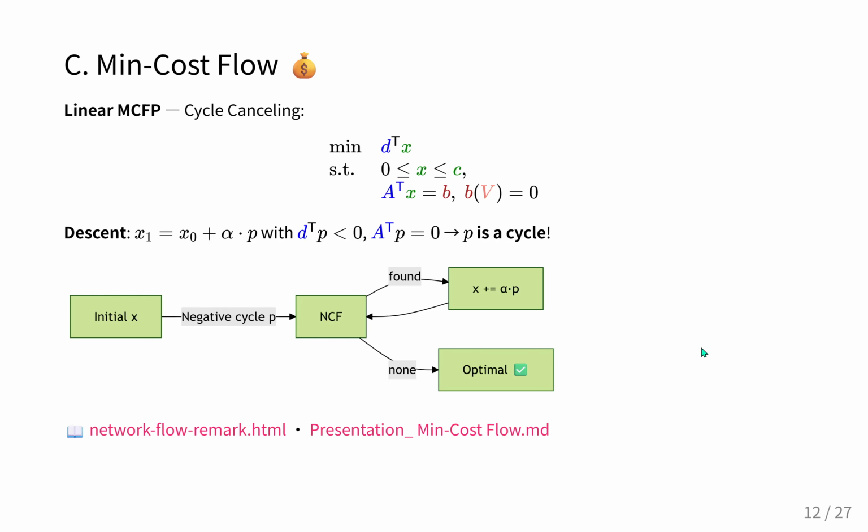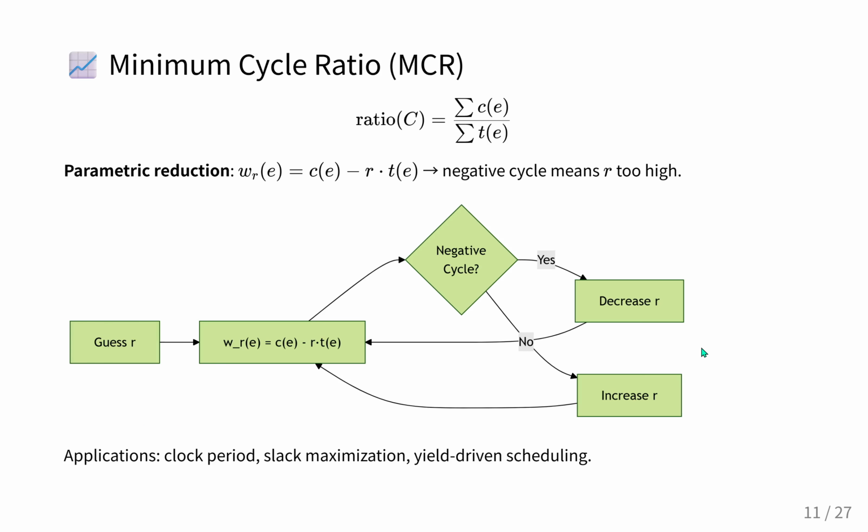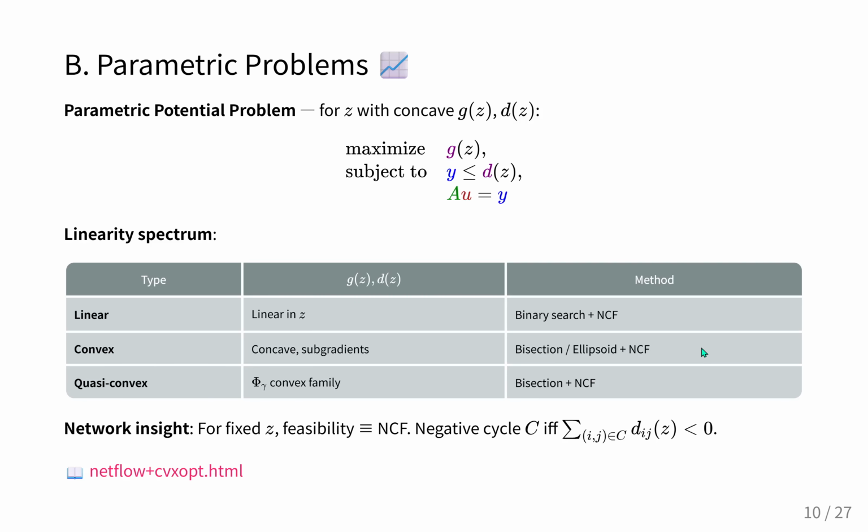Exactly. And the source explains how this NCF engine scales up. It solves parametric problems like minimum cycle ratio, which is used for optimizing the clock periods in electronics. But it doesn't just stop at simple linear problems where costs are fixed, does it? Not at all. The hierarchy of what NCF can solve scales up dramatically. It starts at linear min cost flow, which we just discussed, but then it scales to convex min cost flow. Convex meaning the cost changes.